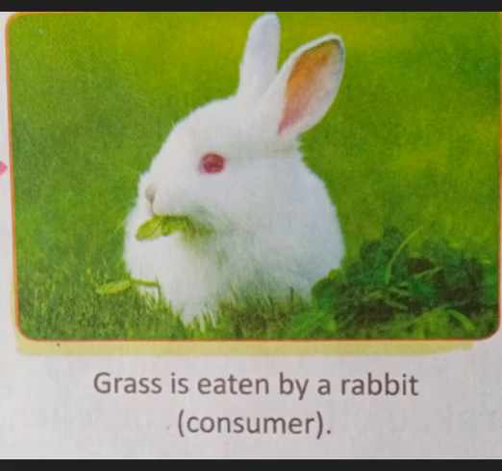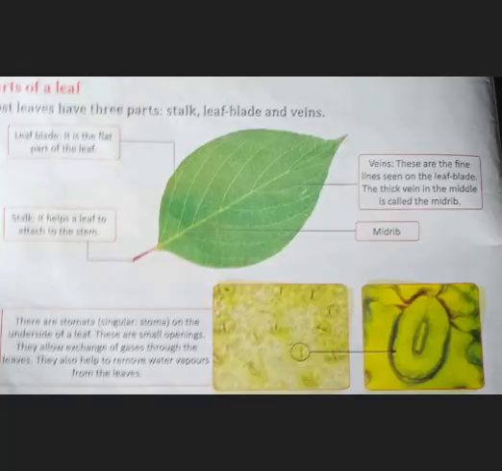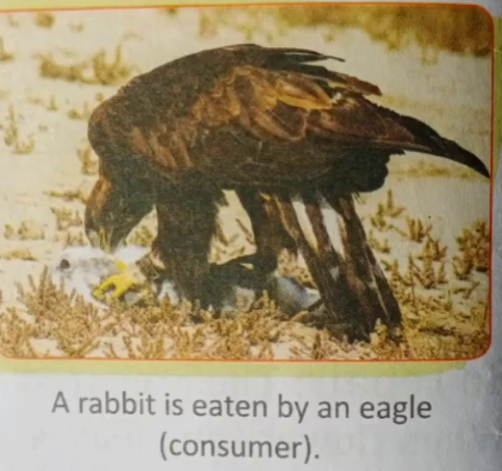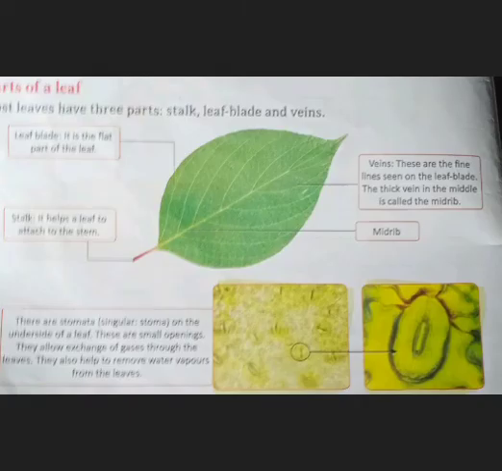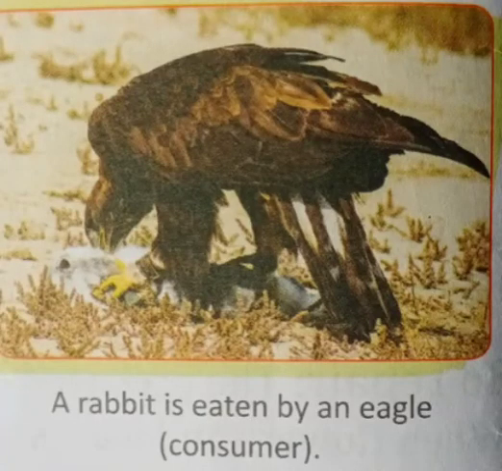Let's revise. Most leaves have three parts: stalk, leaf blade and veins. Leaves are usually green in color due to the presence of a green pigment called chlorophyll. Plants prepare their own food by the process of photosynthesis. Plants use their food for growth and repair and store the extra food as starch. A food chain shows how living things are dependent on each other for food.